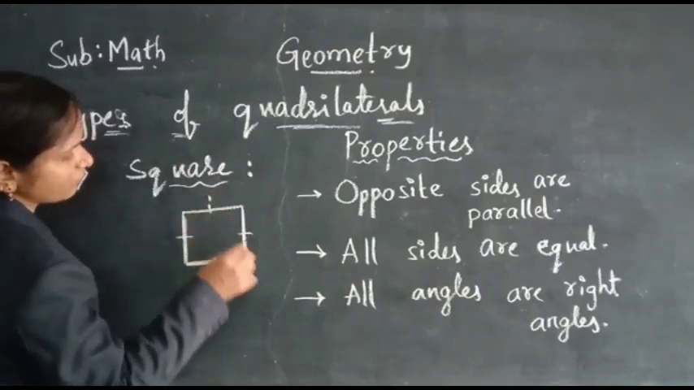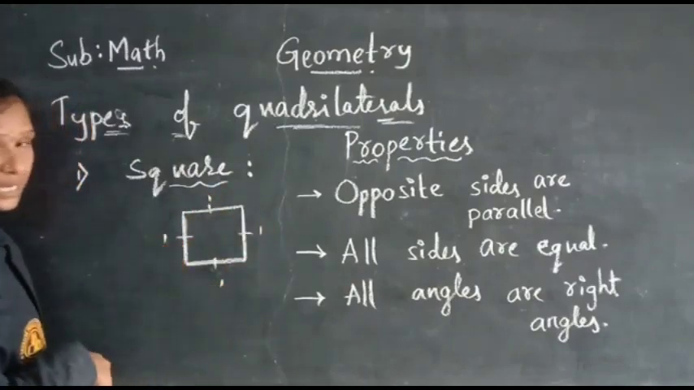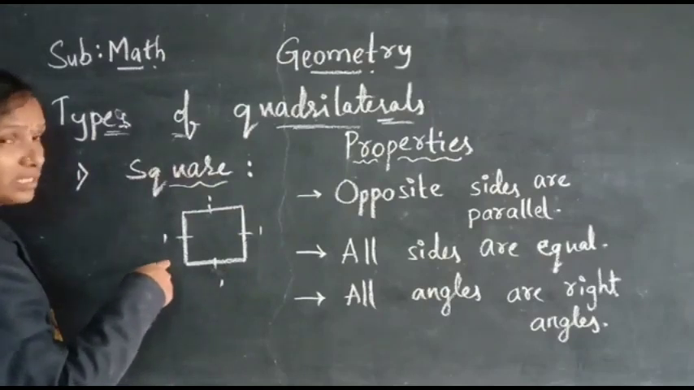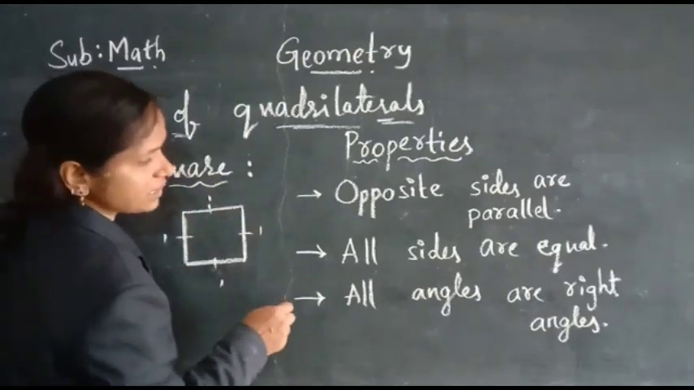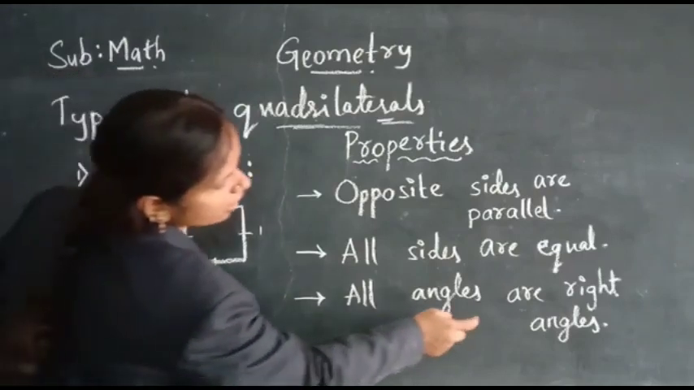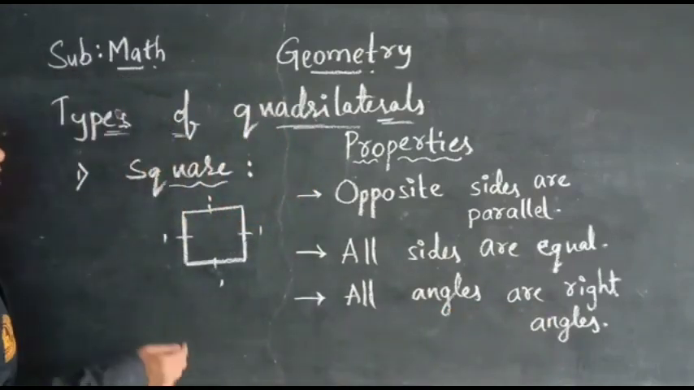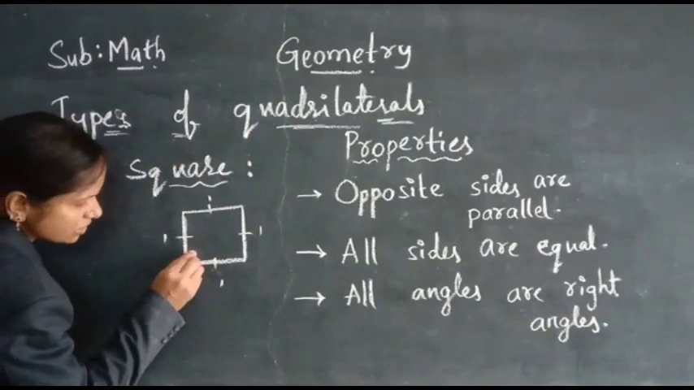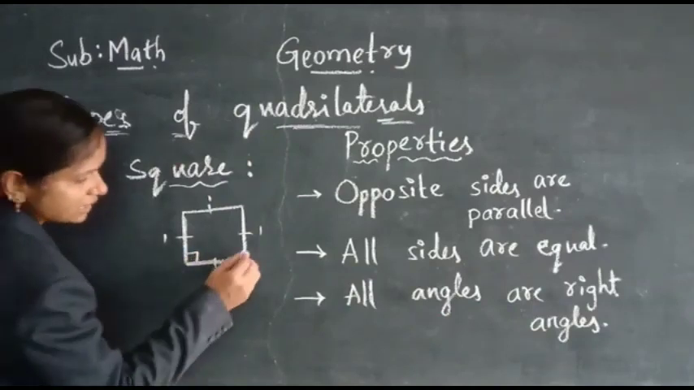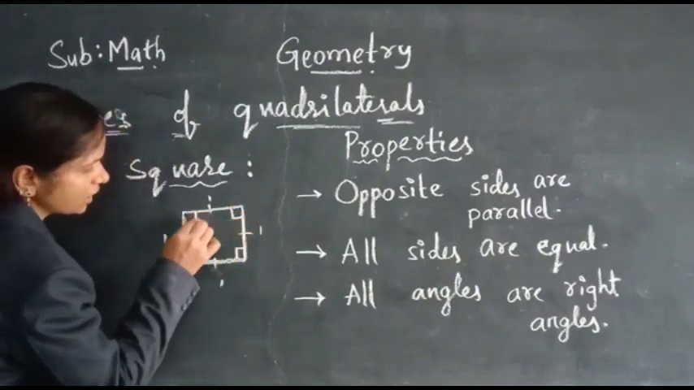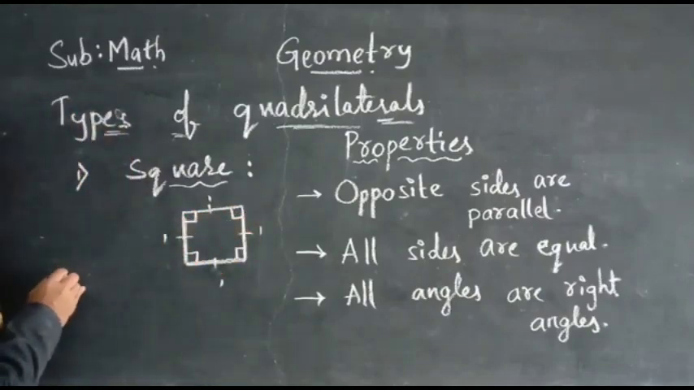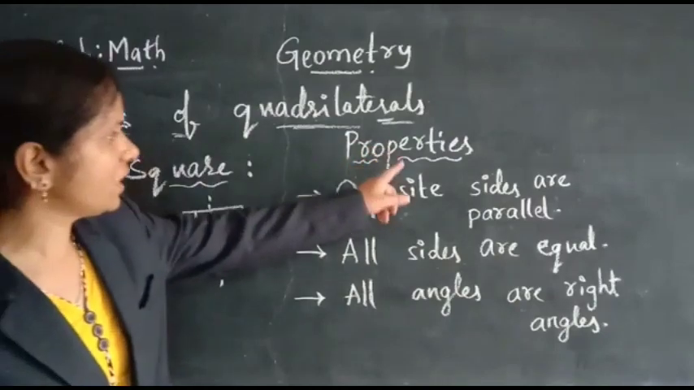For example, 1, 1, 1, 1, each line segment I am taking as 1, which means all sides are equal, and the lengths of all the line segments are equal. Now all angles are right angles. You can observe here the angle is 90 degrees here, and here also 90 degrees, here also 90 degrees, here also 90 degrees. So a square is satisfying these properties.